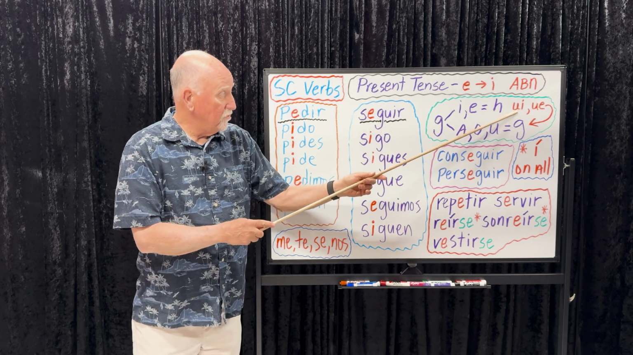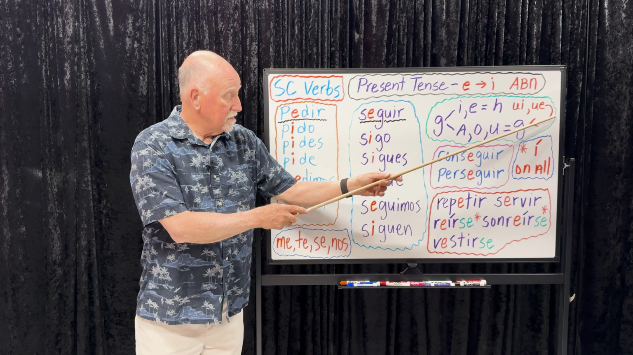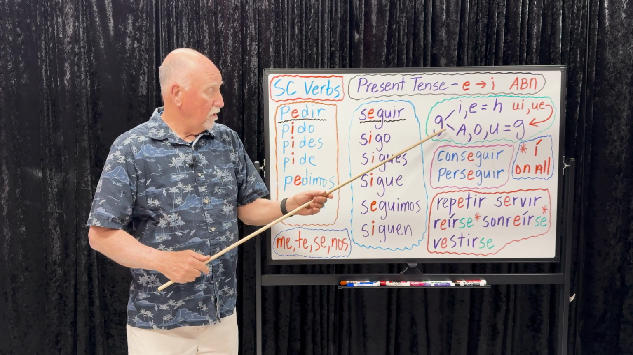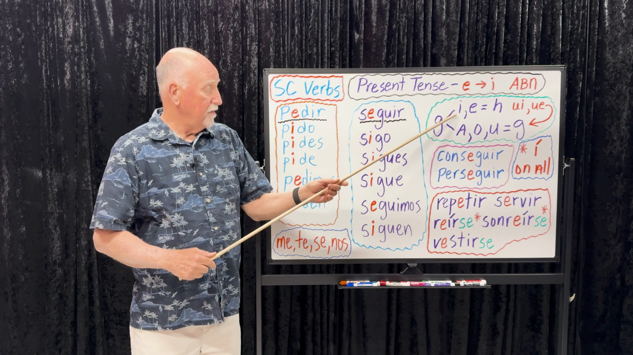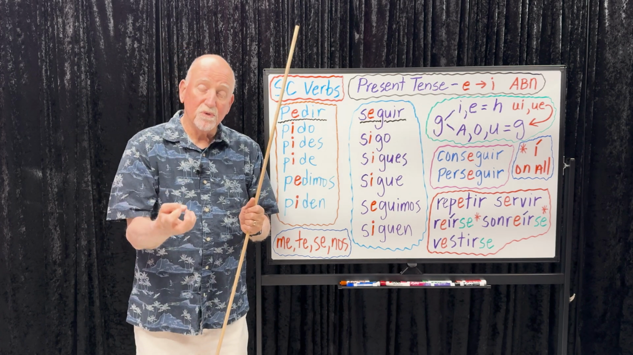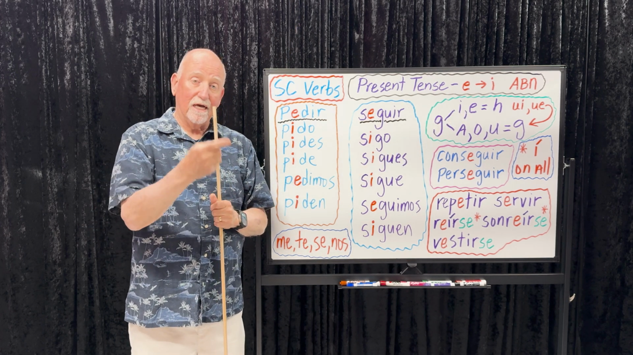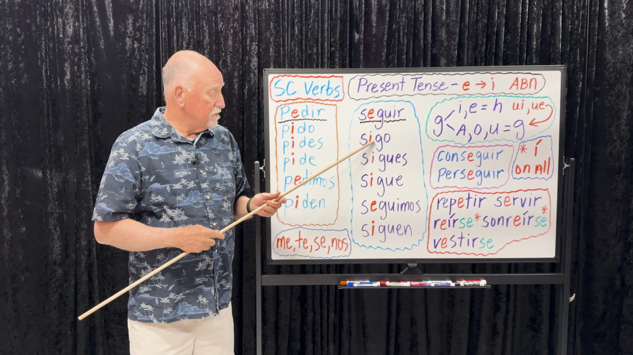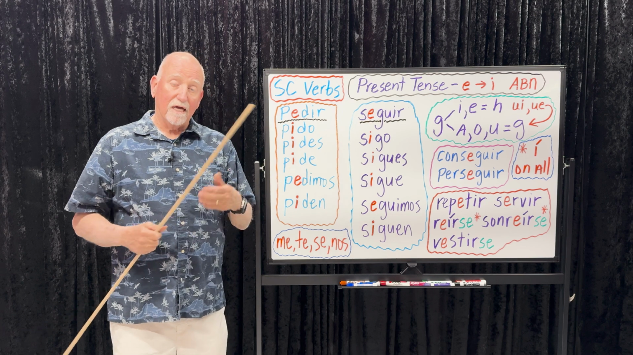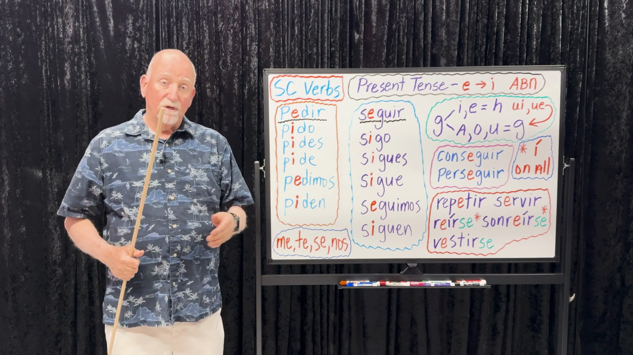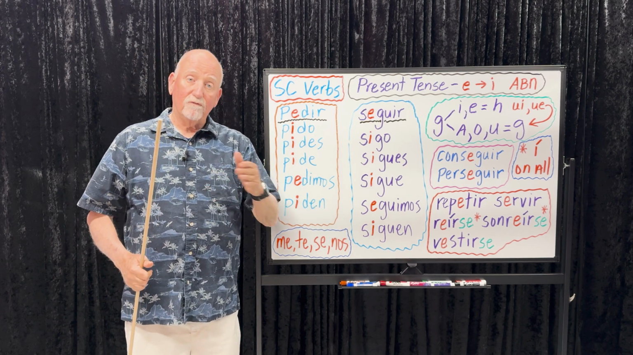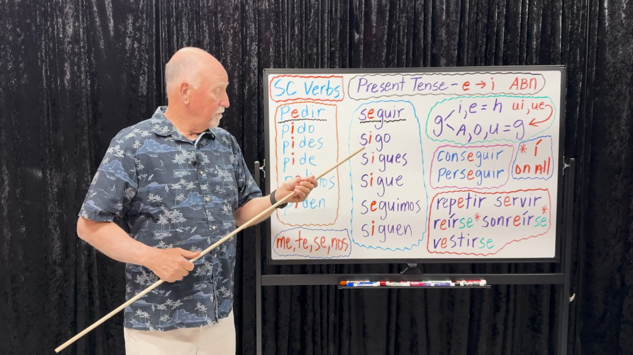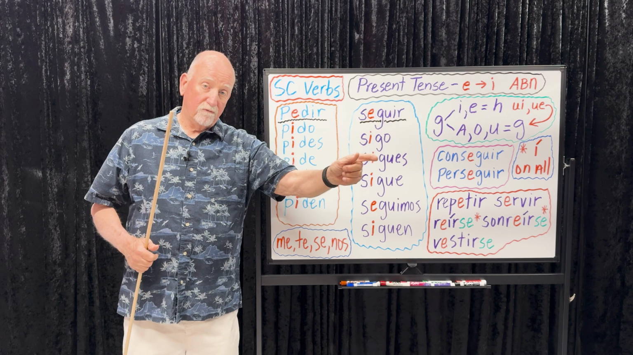So we have the UI and the UE here with this little arrow pointing back to the hard G. If you want a hard G sound with an I or an E, you have to put the U in between the G and the I or the G and the E. That's why here there is no U when we say sigo, which means I follow or I continue. Yo te sigo a la casa. I will follow you home. Te sigo a la casa. Okay? Tú vas primero, you go first.